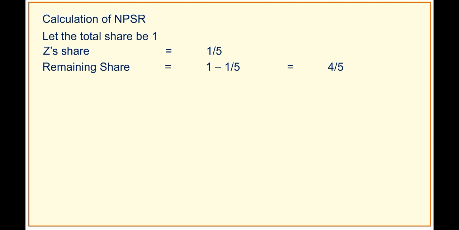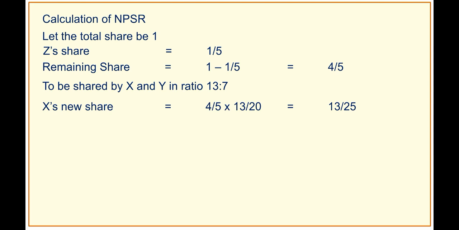Then the question said that this remaining share will be distributed among partners in the ratio 13:7. So this 4/5 is to be distributed among X and Y in the ratio 13:7. So X's new share will be 4/5, the remaining share, into 13/20. 20 is 13 plus 7. So into 13 by 20, it comes to 13 by 25. Then Y's new share will be the remaining into Y's share. So remaining is 4 by 5 into 7 by 20, which gives 7 by 25. That's it.